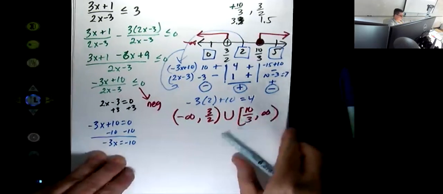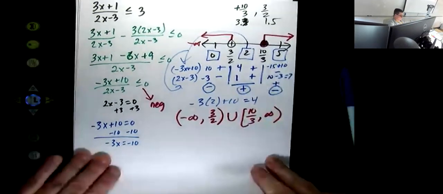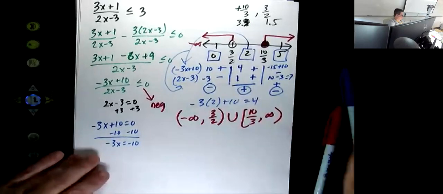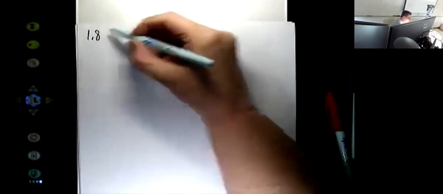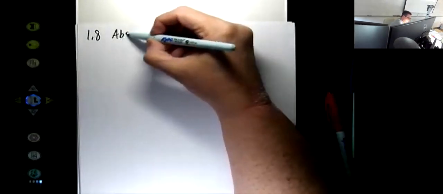All right, now we're gonna start 1.8. 1.8 is on absolute value equations and inequalities.